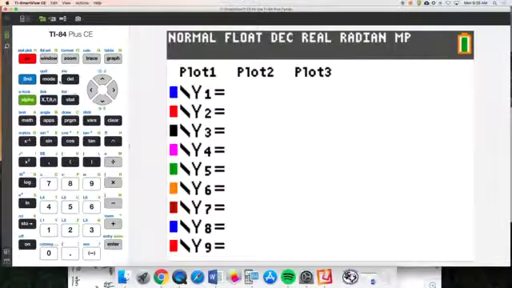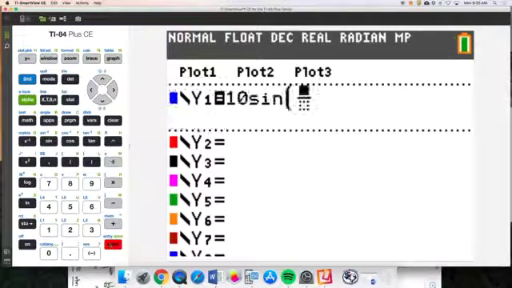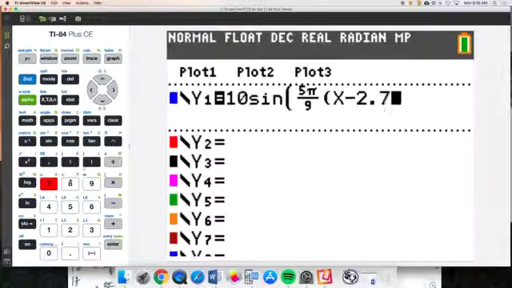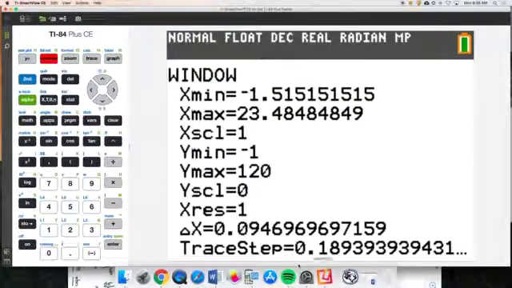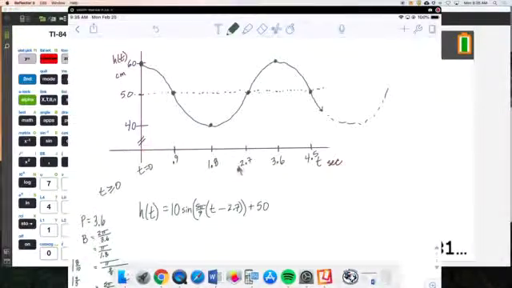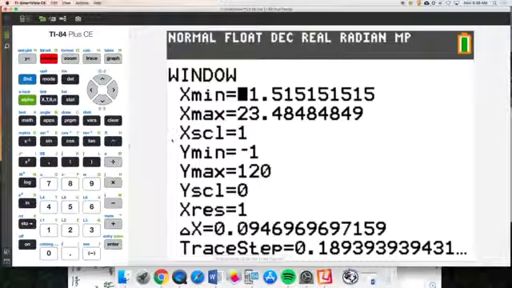So let's do that. We go to y equals, and we're in radian mode, so 10 sine of, if you want to do alpha y equals, that's great. 5 pi 9, that's pretty, times, we use x again, x minus 2.7. Close it for the shift, close it for the angle, plus 50. Okay? Now we go to the window, and we look at the window that we've created, and we match it up, okay? Match up your window.